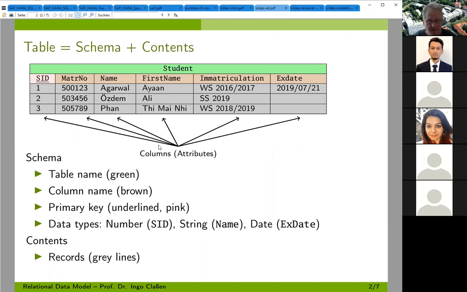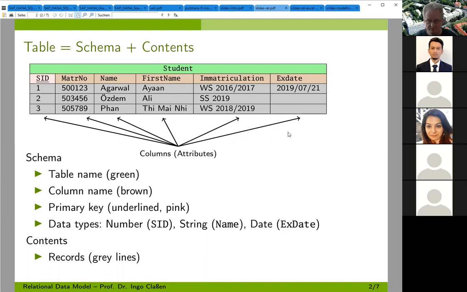If we look at the records, we have the column name, for example, first name. If we talk about the column, then we are talking about the contents. We have the column name that's on the schema level, and we have the column that's on the data level, on the contents level. Any further questions with respect to that slide?